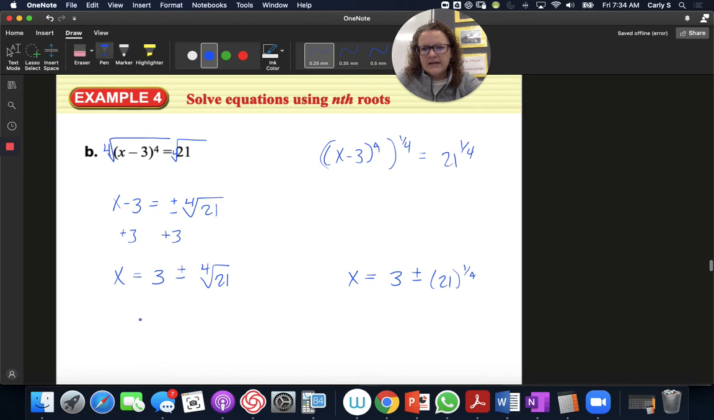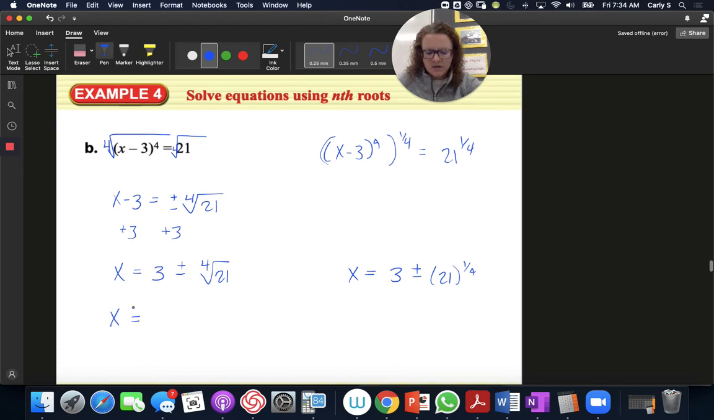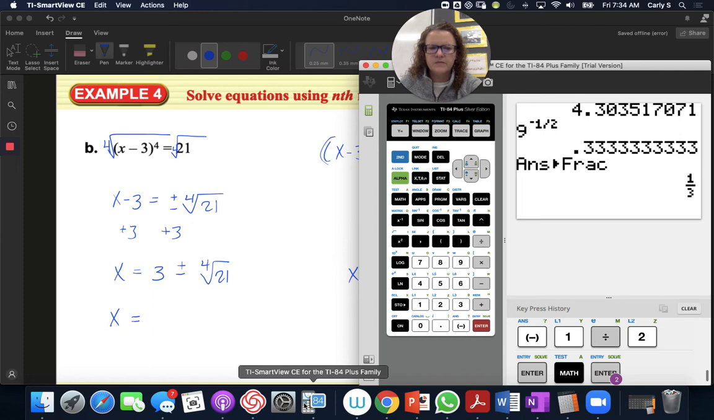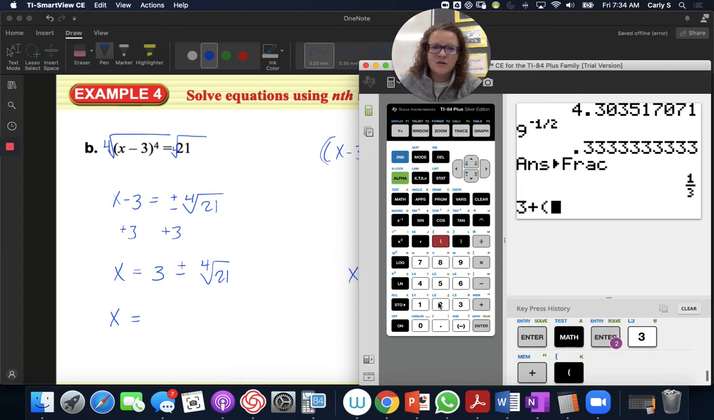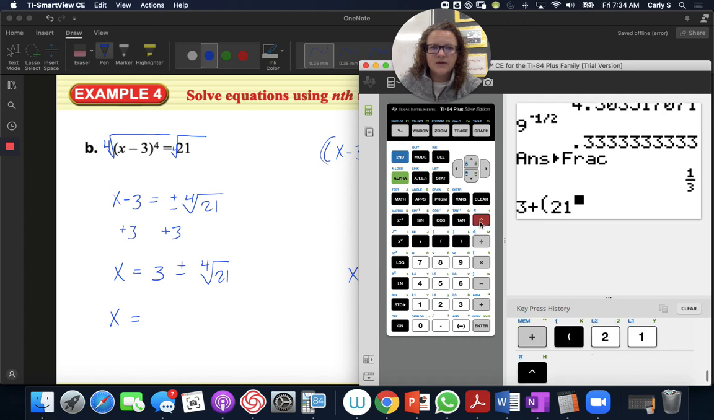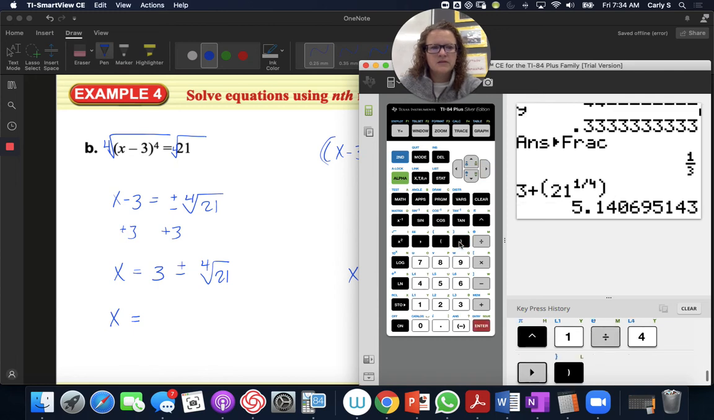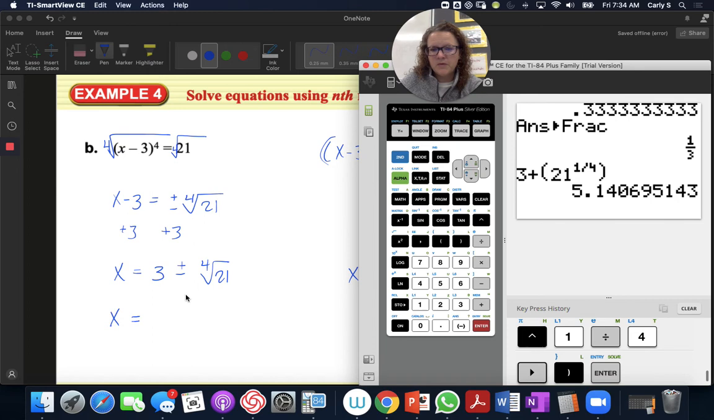If I went ahead and calculated that, depending on what the instructions were, I would do 3 plus 21 raised to the 1/4 power. I should show you that. I would do 3 plus, and I'm just going to go 21 raised to the 1/4 power. Arrow over, close my parentheses. Okay, so 5.14.